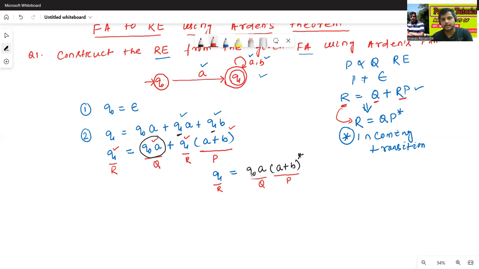Now we'll solve the equation. What is the meaning of Q0 here? Q0 is epsilon. Now we'll put Q0 equals epsilon in the given equation. So Q1 equals epsilon A, followed by (A plus B) whole star. Epsilon A is just A, so we can write Q1 equals A(A plus B) whole star. The value of Q0 is epsilon, and the value of Q1 is A(A plus B) whole star.